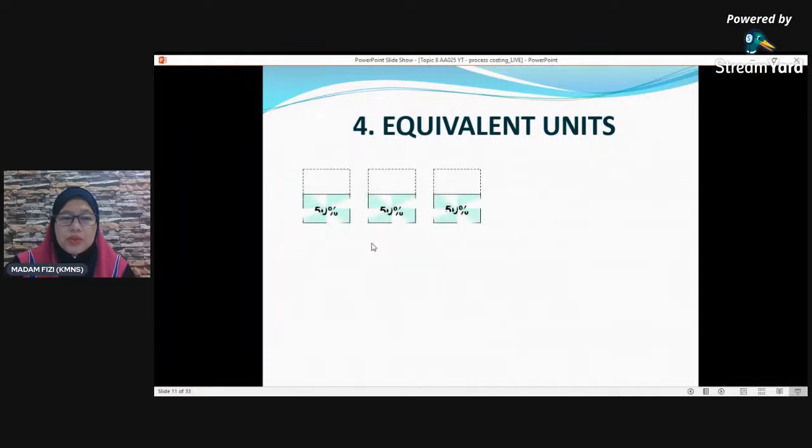So for example, katakan this is our product. We have 3 units of product. Each product belum complete lagi, belum siap lagi. So dia baru separa siap. Separa siap dekat sini adalah 50%. Depends on the question, maybe 50%, maybe 40%, maybe 70%. So in this example, I use 50%.